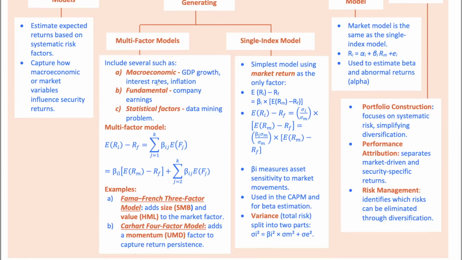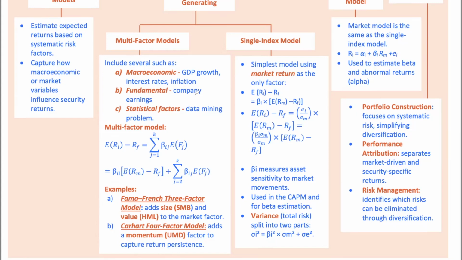Now, fundamental factor models. Here, the focus is on company-specific fundamentals: earnings, book-to-market value, cash flow, R&D spending, advertising, patents, the stuff you'd actually see in financial statements. It's how managers like BlackRock or Fidelity evaluate how much a company's fundamentals explain its returns.